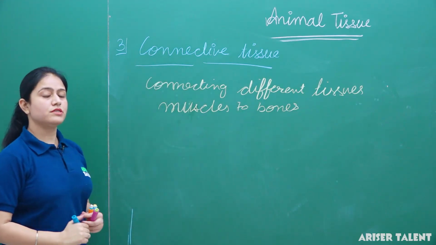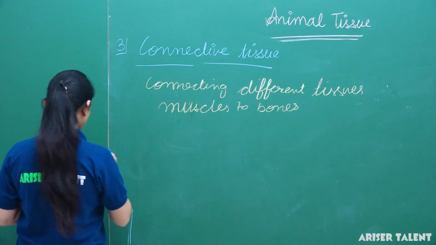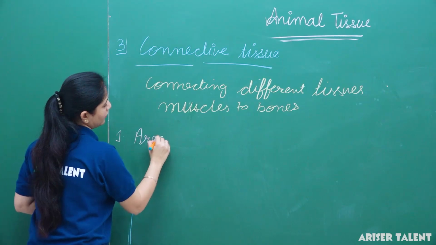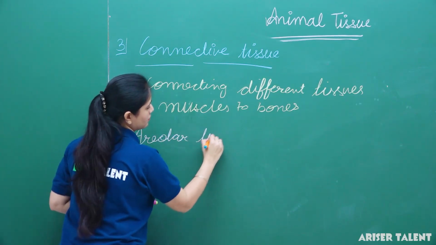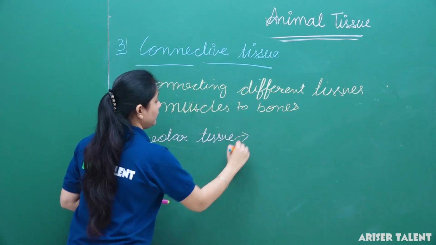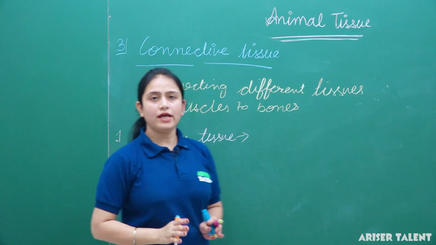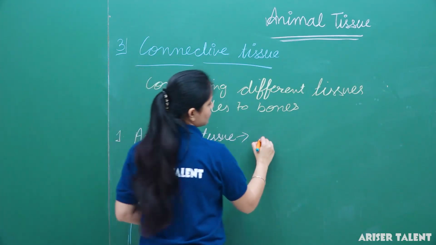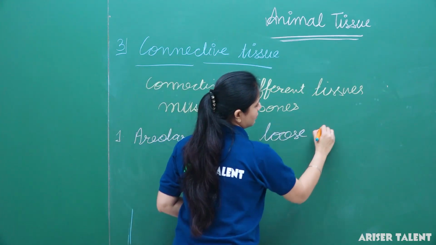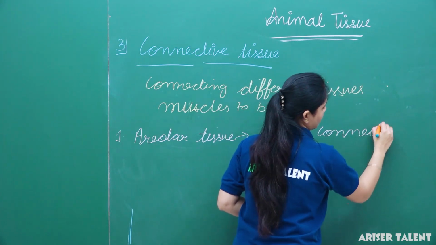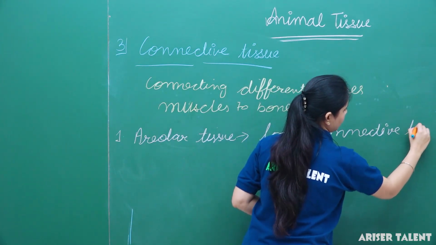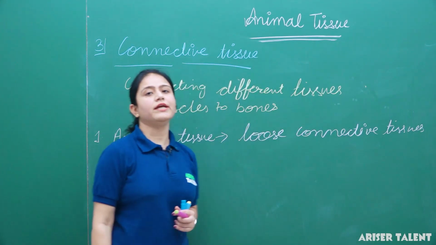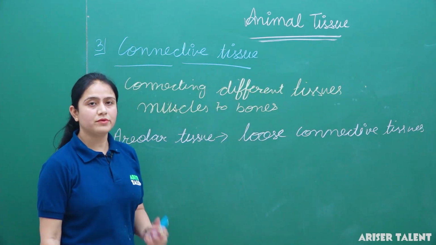Connective tissue is again of 5 types. Number 1 is areolar tissue. These tissues are widely spread in the animal body. That's why they are also known as loose connective tissues. This is a transparent jelly-like matrix in which different fibers are present.